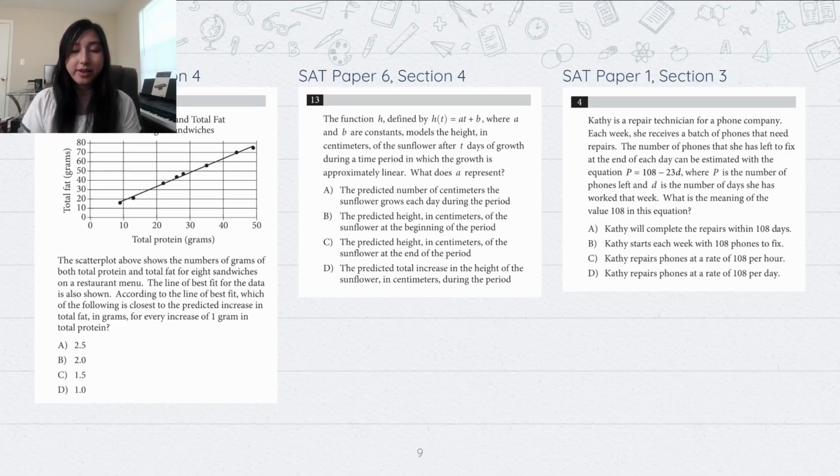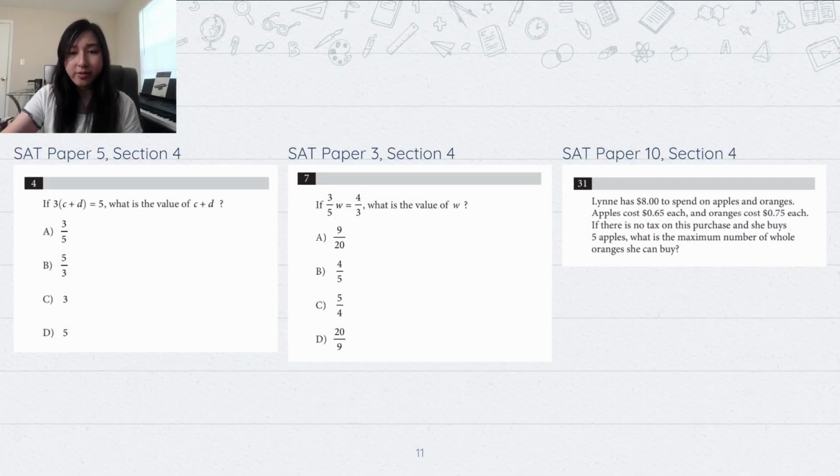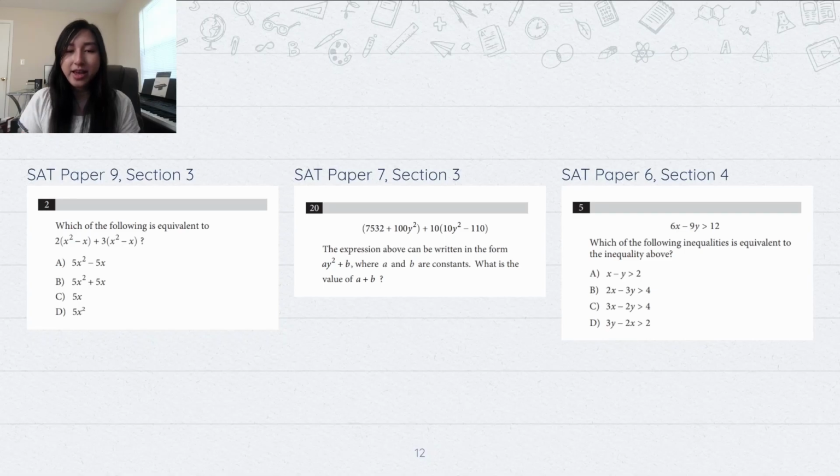Let's now take a look at basic algebra. The two most common question types for basic algebra are solving and simplifying problems. Solving problems can range from directly solving for the variable, forming an equation yourself to solve, or manipulating the equation to get the expression the question is asking for. Simplifying problems can involve combining like terms, identifying coefficients, or simplifying equations and inequalities.